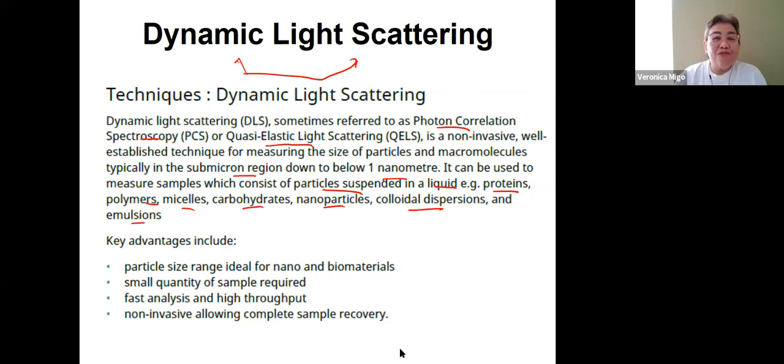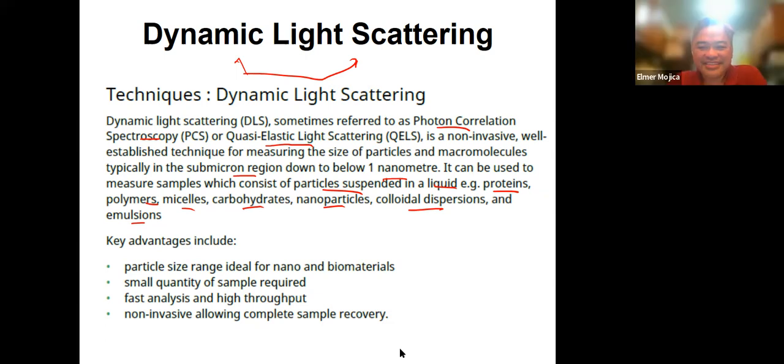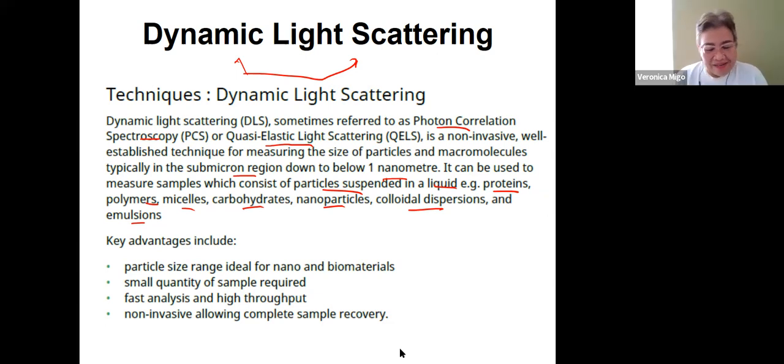Tsaka application niya sa food, sa medicine, sa environment. Name it. Sa agriculture, kasi may mga nano-fertilizers na eh. Nano-fertilizers, nano-pesticides. Kaya i-consider nyo yung field na nanotechnology.